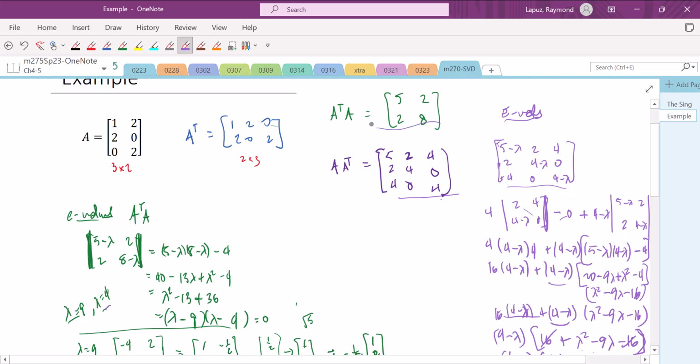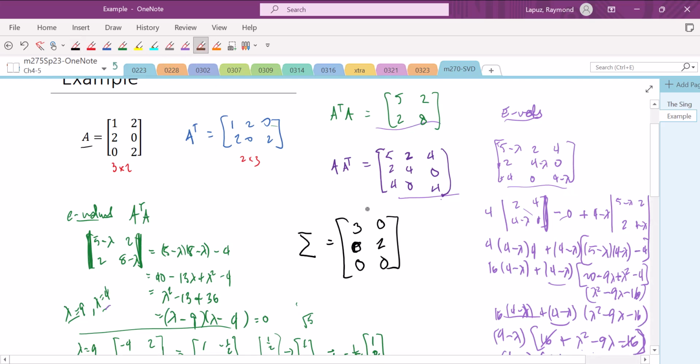The eigenvalues for the first one were 4 and 9. So we can actually create our sigma and our singular values. So our sigma with the singular values, I'll put it right here in the middle, will be 9, the square root of 9, which is 3. And it has to be the same size as A, so it'll be 0, 0, 0, and then the square root of 4 is 2, and then 0, and then that's it.